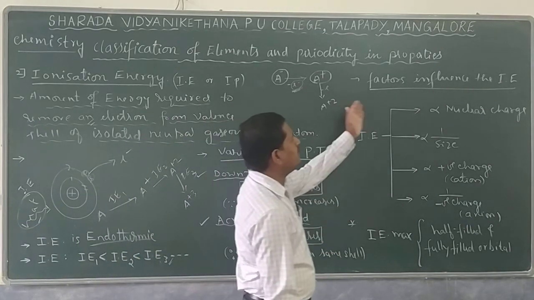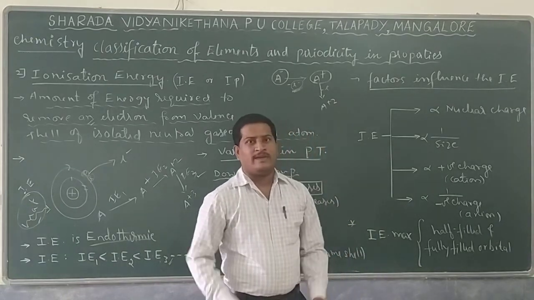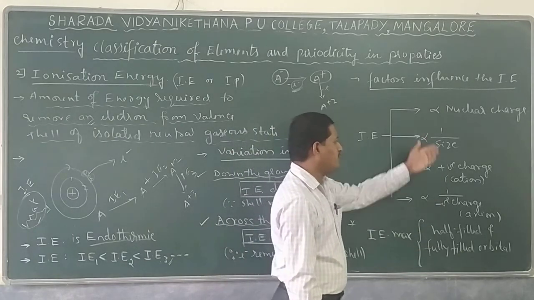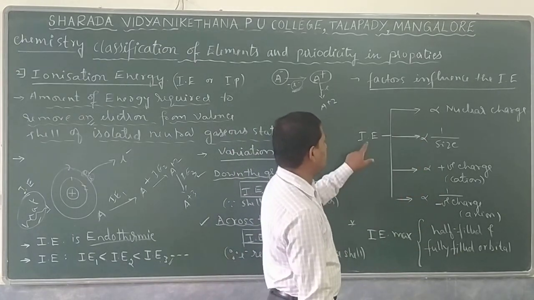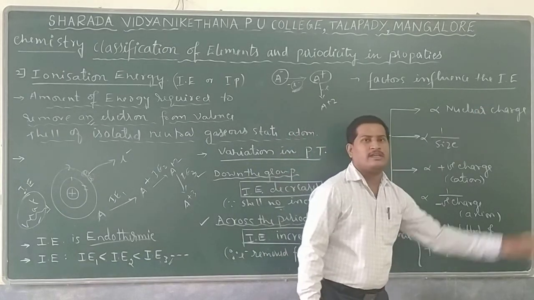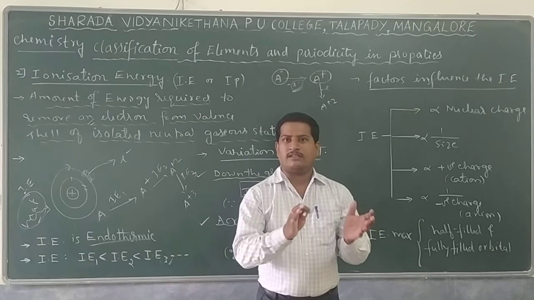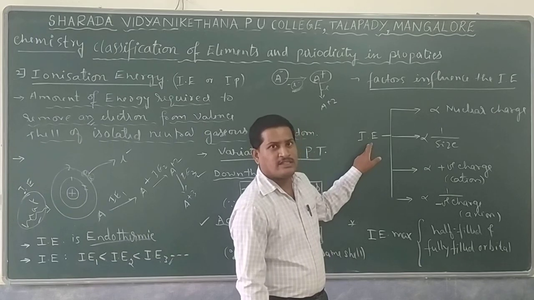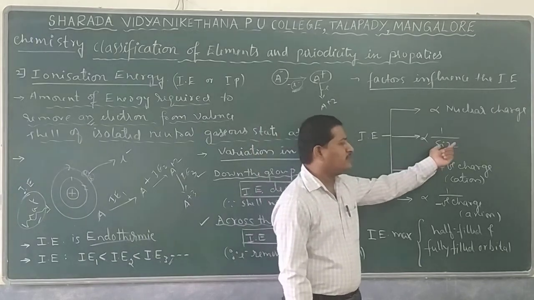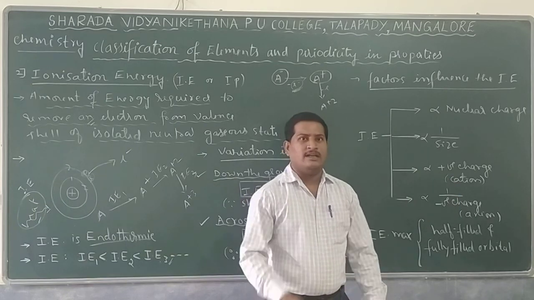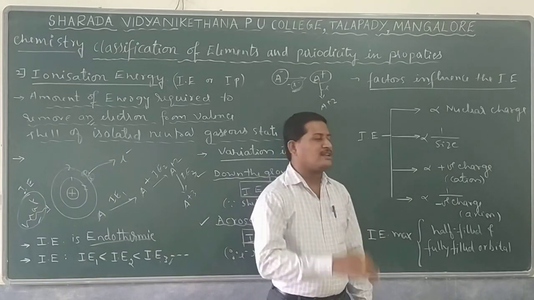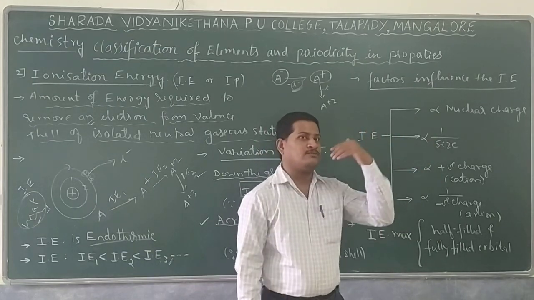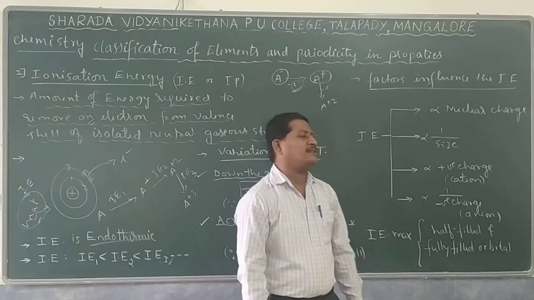Let us see the factors that influence the ionization energy. When ionization energy changes, what are the factors that decide it? These are the different factors that decide the ionization energy. First one, ionization energy is directly proportional to nuclear charge or effective nuclear charge. The greater the nuclear charge present, the more ionization energy is observed. Similarly, the greater the size, the less force of attraction between the valence shell electron and nucleus. As a result, the bigger the size, the less the ionization energy. The smaller the size, the more ionization energy needed.